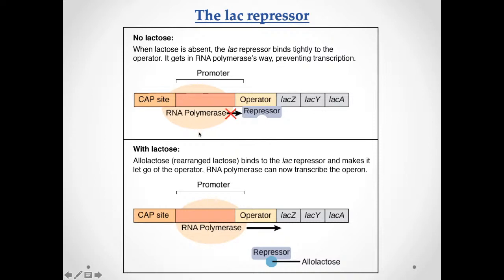Whereas with lactose, what will happen? Allolactose is a rearranged lactose form which will bind to the lac repressor, and it doesn't let it attach to the operator. So RNA polymerase can now transcribe the operon. So they will work as they should.